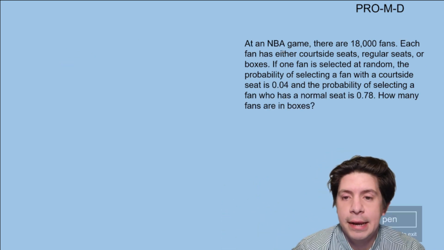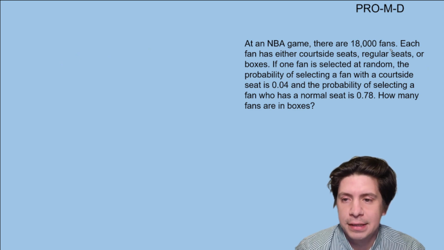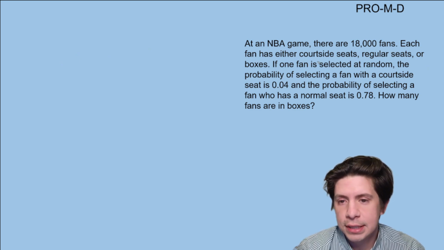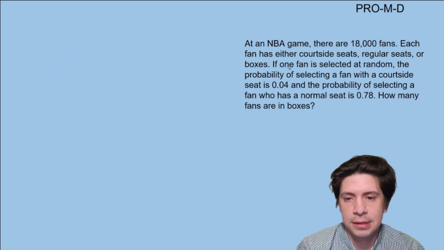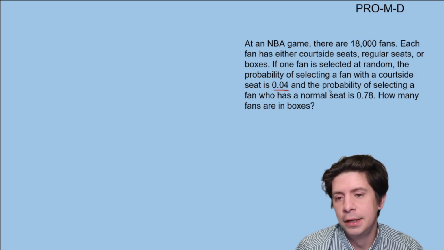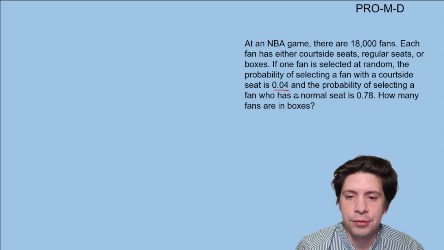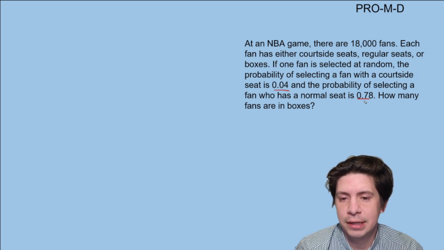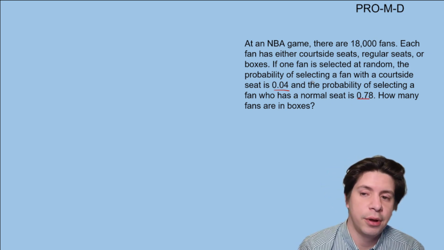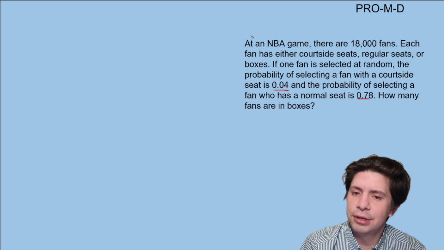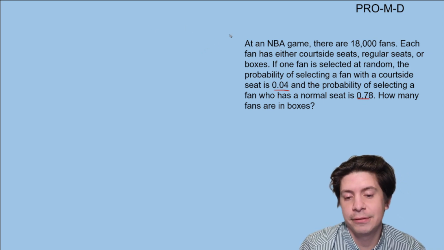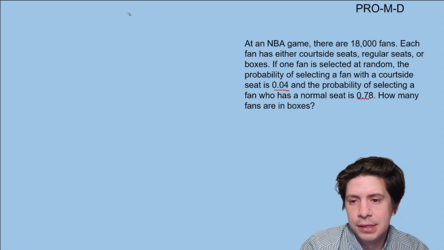And here, at an NBA game, there are 18,000 fans. Each fan has either courtside seats, regular seats, or boxes. If one fan is selected at random, the probability of selecting a fan with a courtside seat is 0.04, and the probability of selecting a fan who has a normal seat is 0.78. How many fans are in boxes? Okay, so again, this is almost like a neither nor question, right? And you have to find multiple probabilities from it.